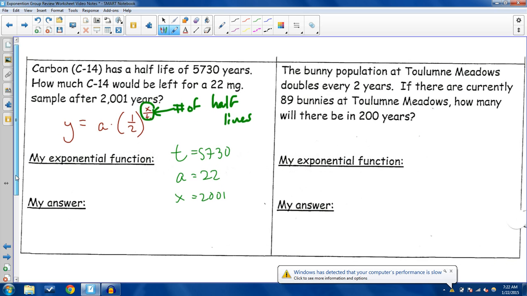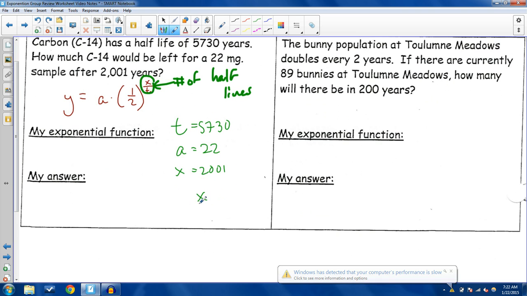So let's talk about that ratio again, the x over t thing, before I continue with this. X over t is 2001 over 5,730. It has not yet endured a half-life. In fact, it's not even halfway there to enduring that half-life. 2001 divided by 5730 is some wacky number, 0.349, etc. I want to keep the number that's in my calculator, not round it. But this number says how many half-lives it has undergone. It has not even undergone one half-life yet. So we know our number should be greater than 11 for sure.